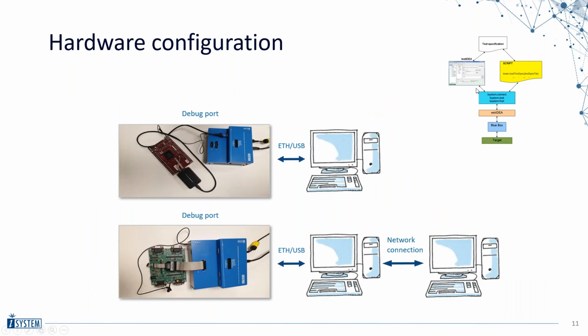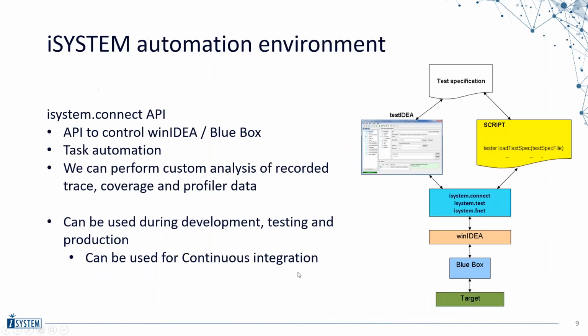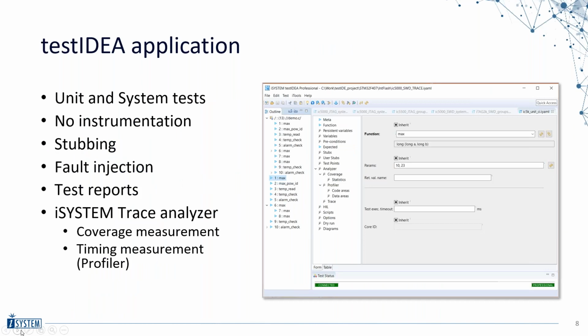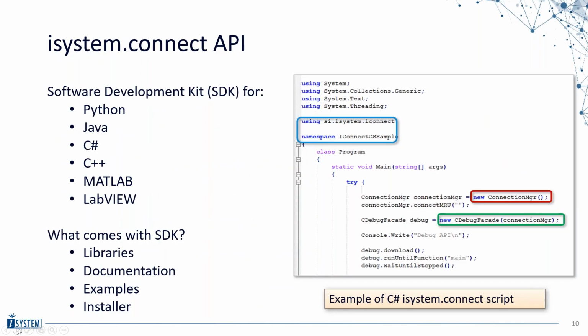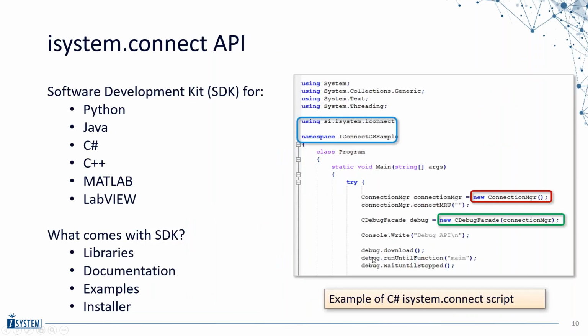So the hardware configuration for our scripting scenario could be that we run the scripts and winIDEA on one host PC, but our API also supports this configuration: a local host that is connected to our target, and here is installed the winIDEA and the project for debugging, but we run the scripts on a remote host over the Ethernet, and this is also supported with our APIs.